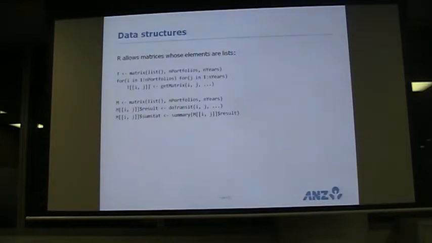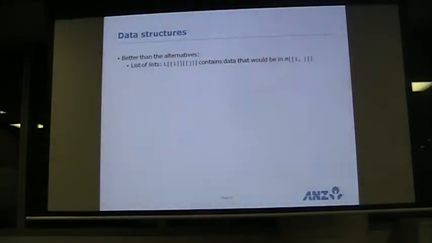Similarly, on the output side, I can say the component called result for M is going to be my transition result. I'm going to get some summary statistics and store them in that cell as well, but with a different component name. So it's a good way to just organize things like that, which sort of mimics the actual structure of the program. And it's better than the alternatives, like lists of lists.